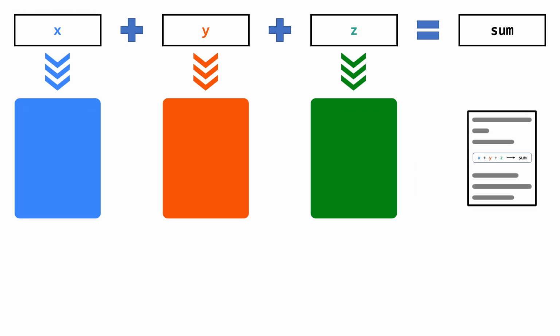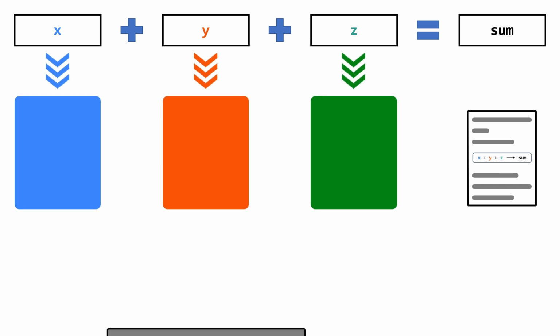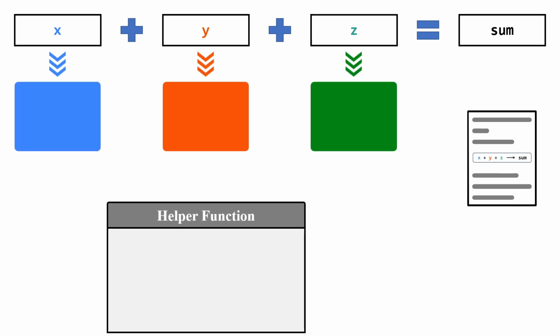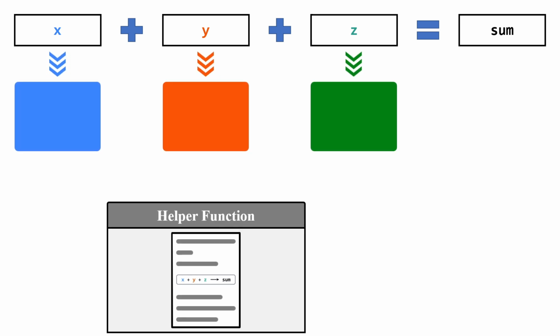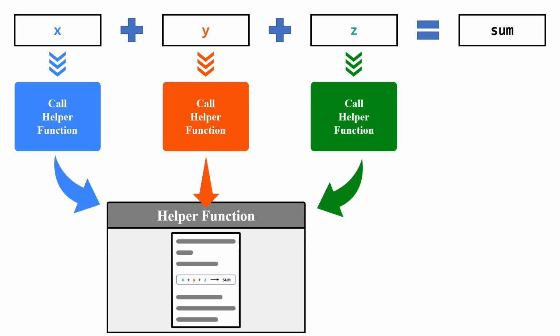Now we just need the code once. So we can use a helper function. Inside this helper function, we would implement this addition or summation process. Then we can simply call this helper function from the callbacks of these three input edit fields.